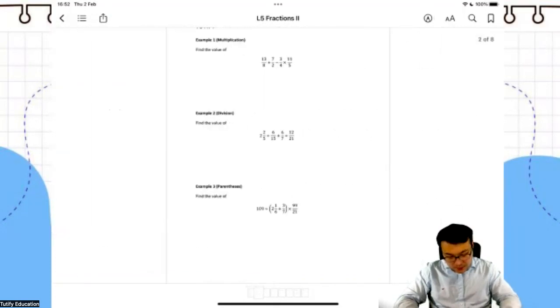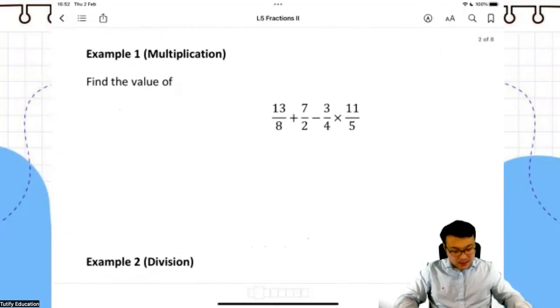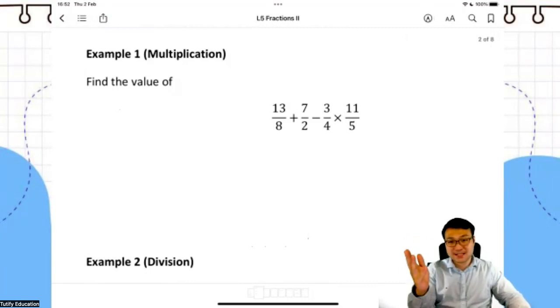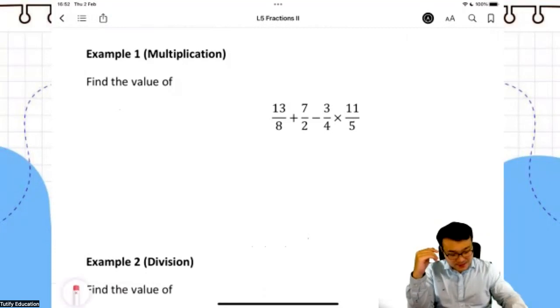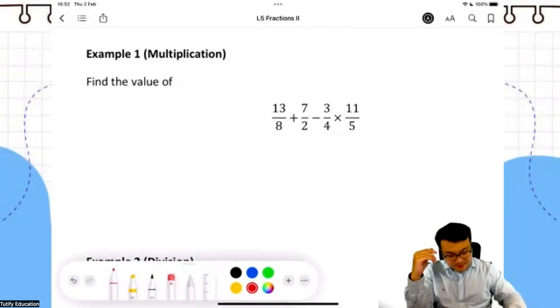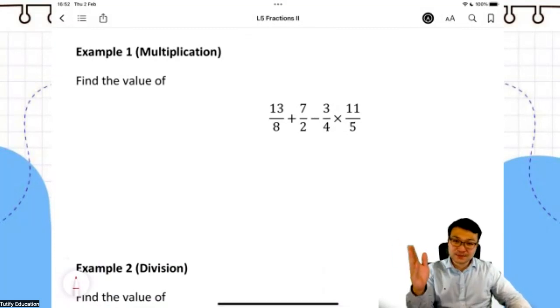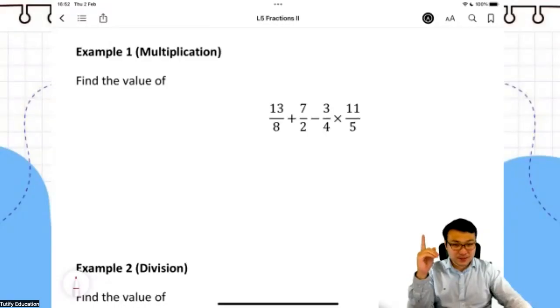So let's talk about example 1. As you can see, students, there's plus, there's minus, there's multiplication as well, right? So Kate, come, help me with this. Which one are you going to do first? You're going to do the multiplication first, 3/4 times 11/5, right, Kate? Correct. Excellent. So students, we focus on this first, okay?